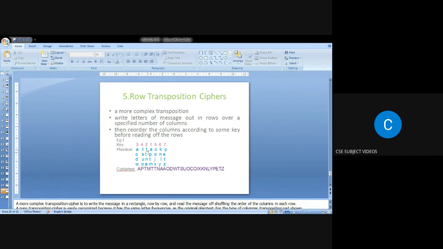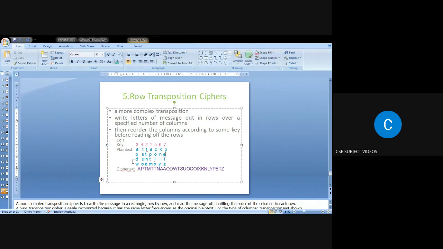The plain text given here is "attack postpone until 2 a.m." Is it clear? Now we have to arrange it. ATTACKP: you stop with P in the first row. Next, we continue with O in the second row: OSTPONE. Now we stop here and proceed with the third row: DUN. Similarly, you go on.